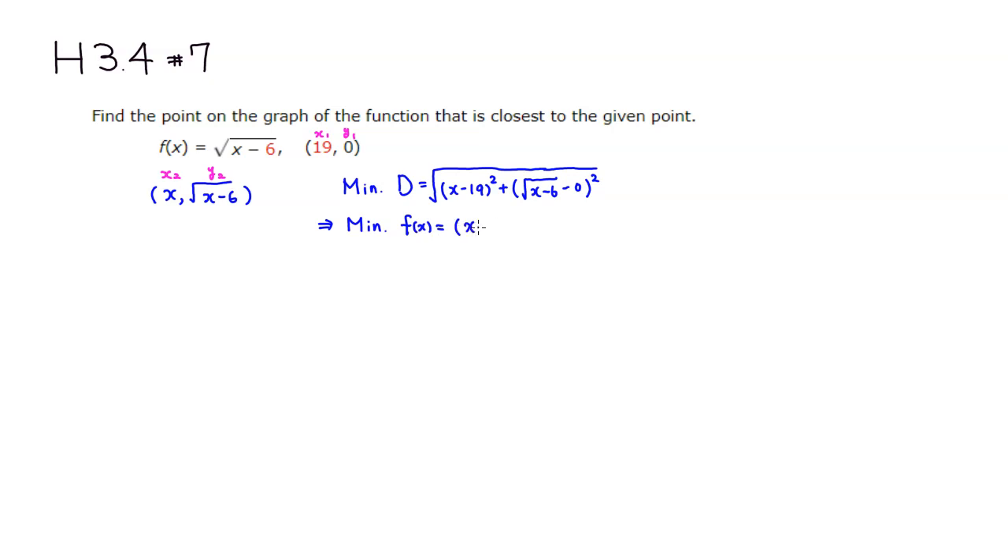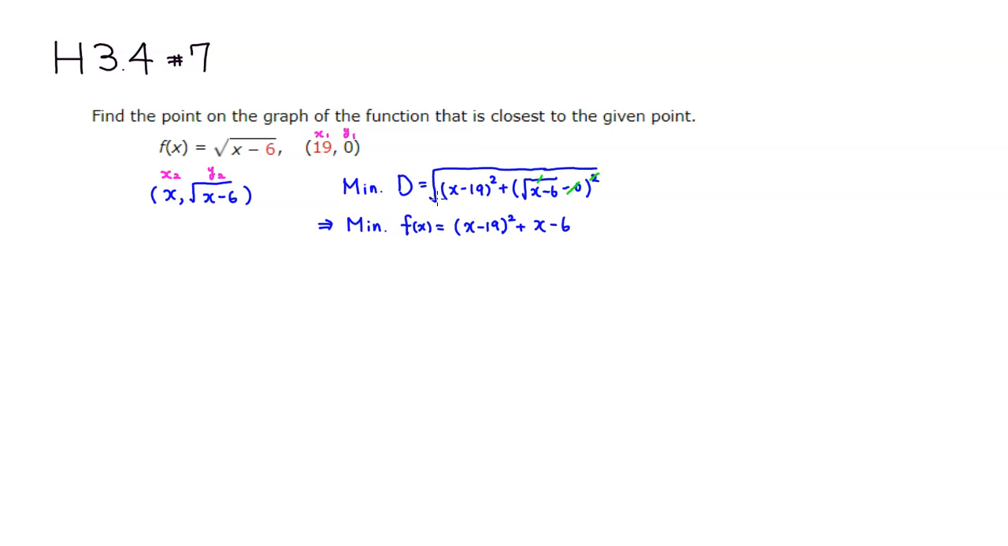So we get quantity x minus 19 squared plus, 0 doesn't do anything, so I'm going to scratch 0 out. Let's see, I want to use a different color here. Since the square root gets squared, the square root is gone, so we simply get x minus 6. If we can find the x value that minimizes this function, the same x value will minimize the distance.